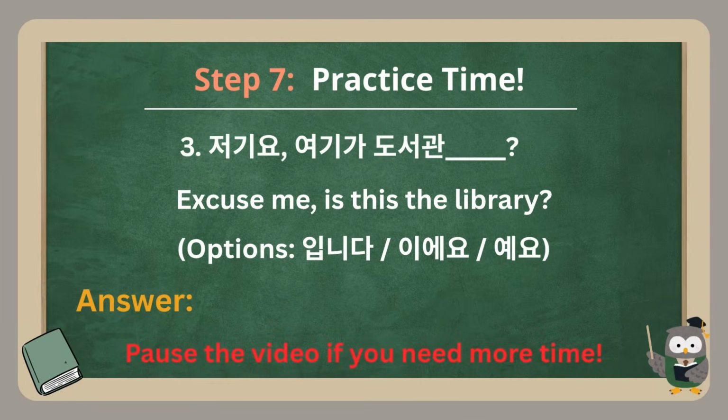Number 3. 저기요, 여기가 도서관. Excuse me, is this the library? Correct answer: 이에요. So the full sentence is 저기요, 여기가 도서관이에요? Which means, excuse me, is this the library? The word 도서관 ends with a consonant, so we use 이에요. Since this is a polite question in everyday conversation, 이에요 is the natural choice. Pronunciation: 도서관이에요.